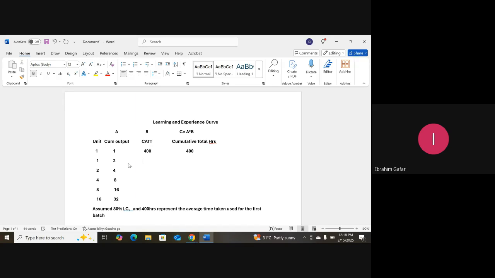I said whenever the output is double, what will happen to CAT? What will happen to cumulative average time taken? There will be a reduction in cumulative average time. Yeah, there will be a reduction. Look at it, 1. So it means that when it's double here, there will be a reduction.